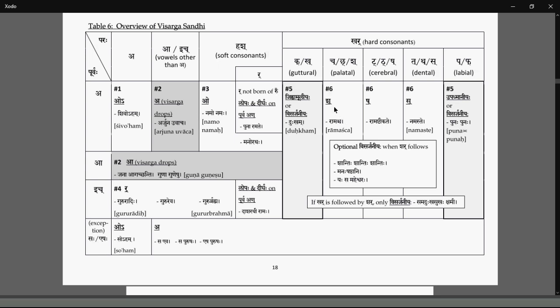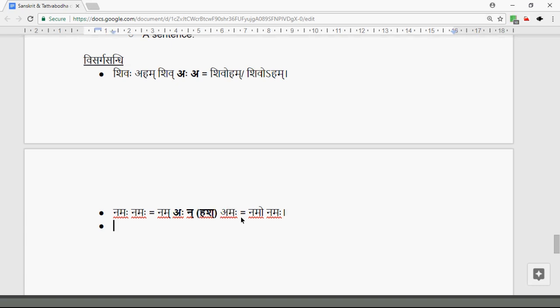Similarly, Akara followed by Visarga, which is followed by Chakara or Shakara, that becomes Shakara. So Ramascha. Ramaha plus Cha. This Visarga, preceded by Akara and followed by Chakara, will become Shakara. So you will get Ramascha. This is Sandhi.